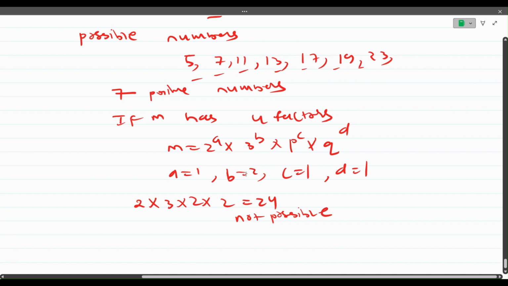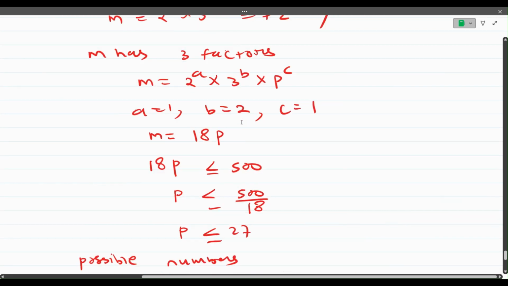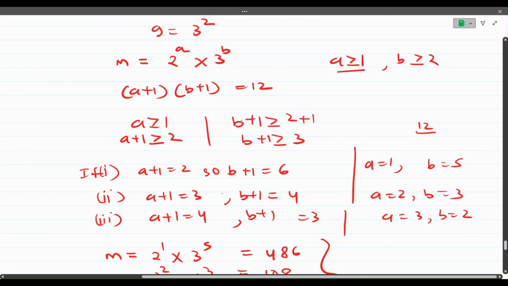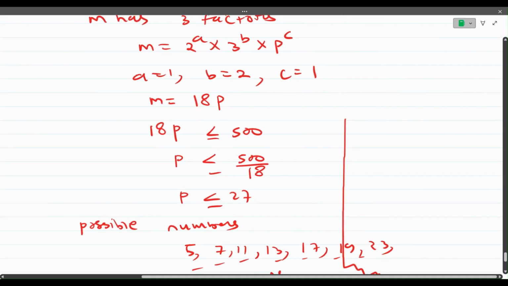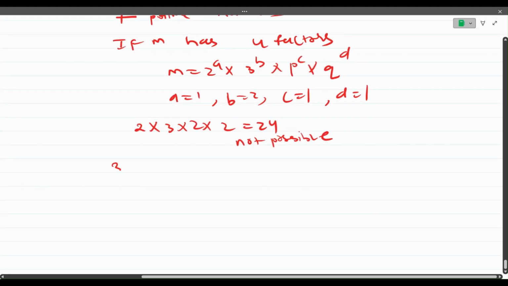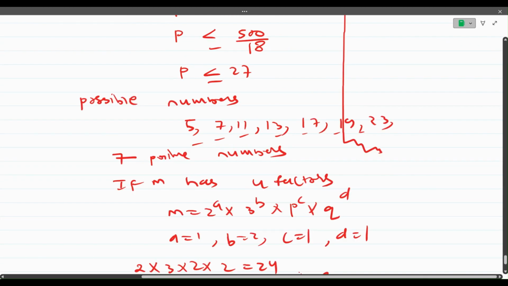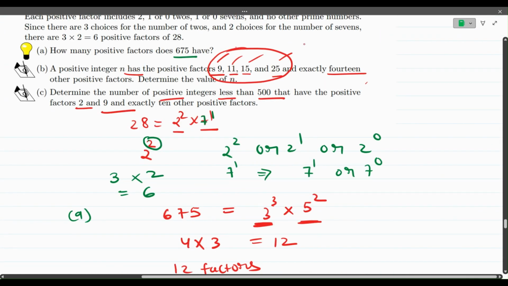So the question is the number of positive integers less than 500. So how many possibilities? In the first case there are 3 possibilities, and in the second case we have 7 possibilities. So 3 plus 7, so 10 possible numbers are there which are less than 500, and also have a factor of 2 and 9.